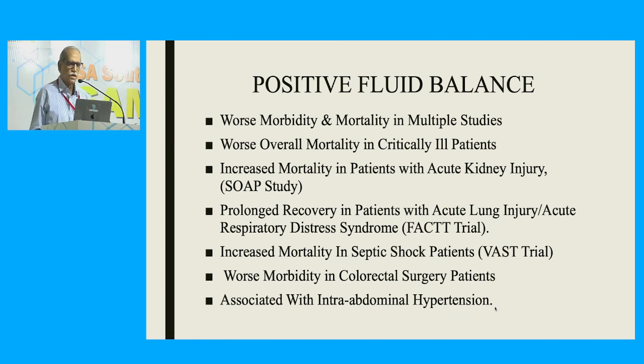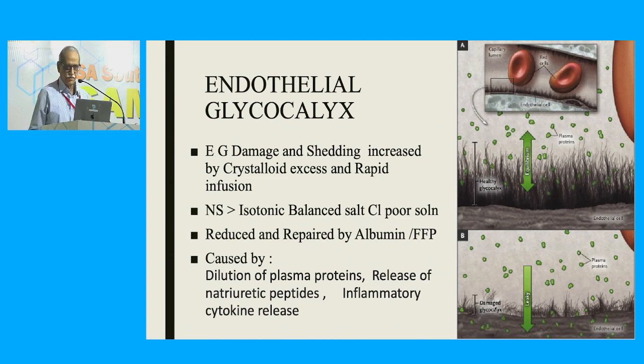The FACTT trial gave us the idea that prolonged recovery in patients with acute lung injury and ARDS is produced when you have positive fluid balance. And the VASST trial showed us that positive fluid balance produces increased mortality in septic shock patients. We also know that from the colorectal surgery patients that you have worse mortality when you have positive fluid balance. We also know that it produces intra-abdominal hypertension.